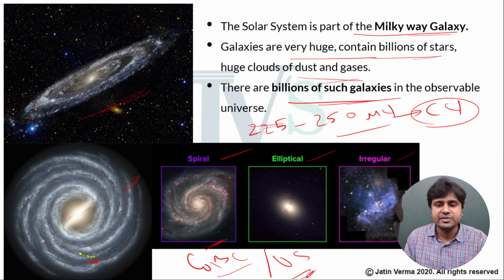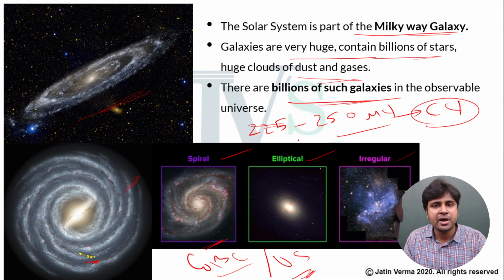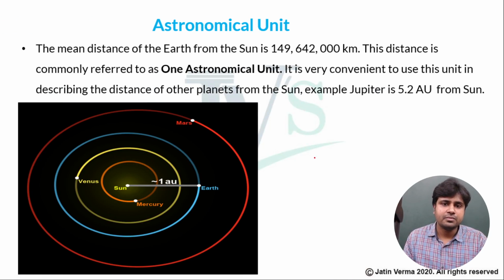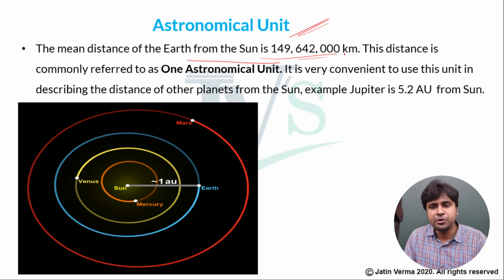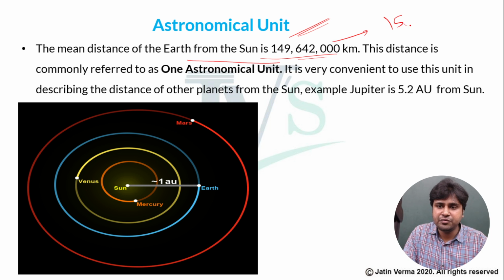Okay? And the sun roughly takes around 225 to 250 million years to finish one revolution around the galactic center, and we call it as celestial year. Clear? Now, let us go to the next concept, which is astronomical unit. Now, the average distance of the Earth from the Sun is this 149,642,000 kilometers. So, roughly, you can call it as 150 million kilometers.